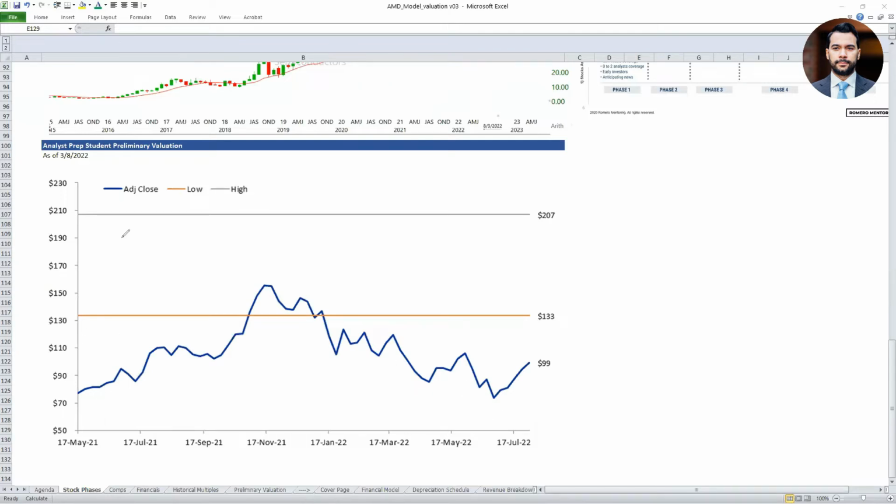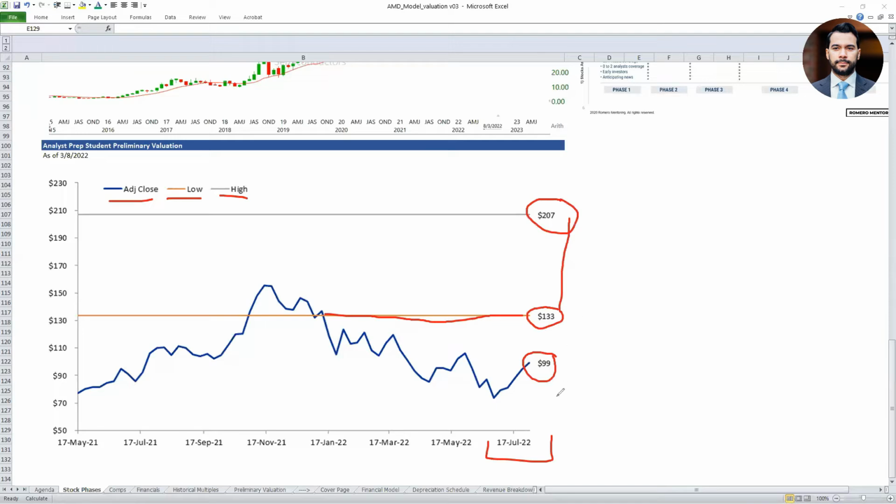And the blue line represents the adjusted closing price of AMD. The low represents the low valuation that he arrived to, and the high represents the high valuation range. So as of July 17th, give or take, the stock is trading at around $99. Where is it trading at? Well, it's trading below the valuation range. It's trading below the low of 133. So this might be interpreted by market participants as an undervalued stock. And you might experience upside above 133 to as high as 207.